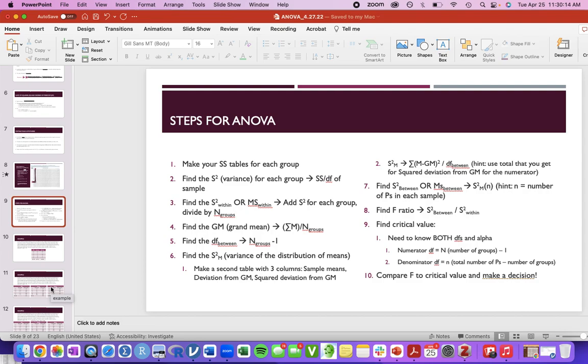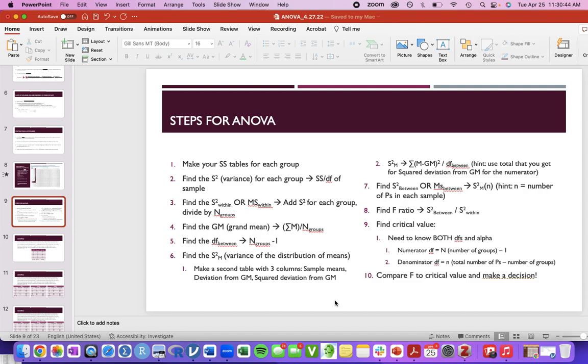From there, you're going to calculate your variance of distribution of means. So what you're going to do is find that sum of all of those deviations, so just your sum of squares, and divide it by your DF between. So essentially, again, just to recap, you're making another sum of squares table with your sample means, and then dividing that number by your DF between.